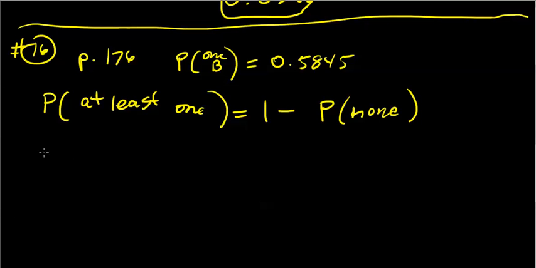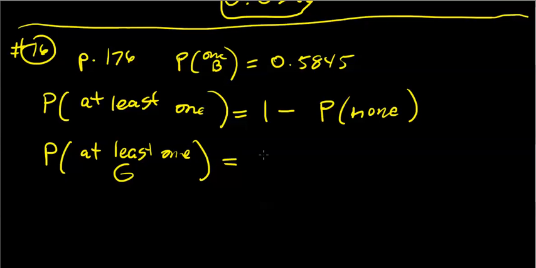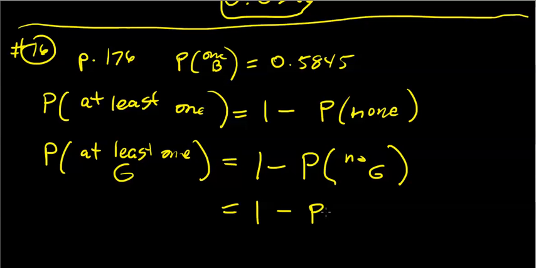Okay. So we are asking here for the probability of at least one girl, right? So let me write that out. The probability of at least one girl in the 5 births is going to be 1 minus the probability of no girls in the 5 births. Well, of course, no girls means boys, right? No girls means all boys.